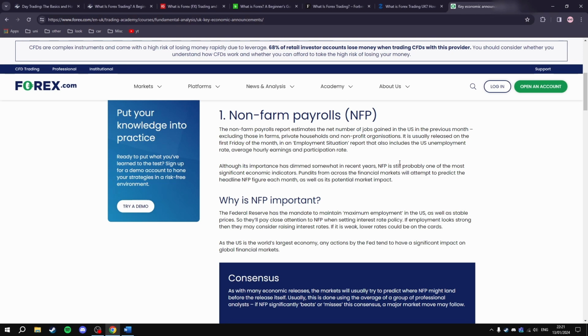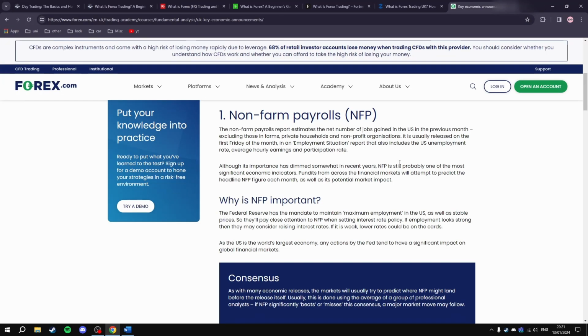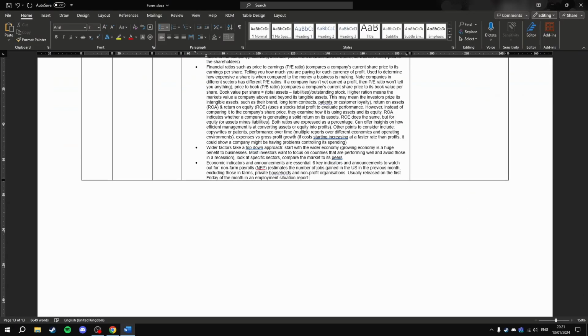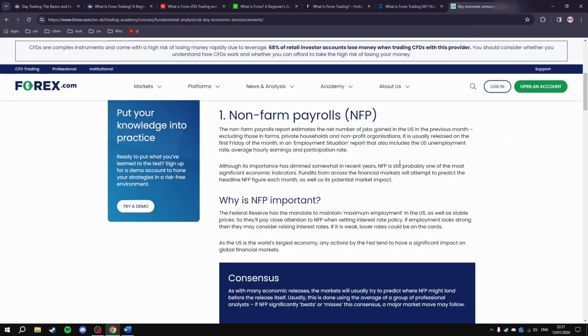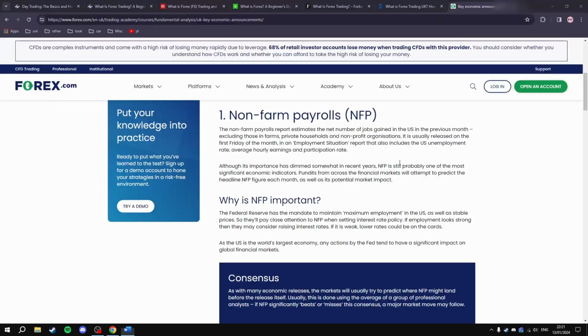In an employment situation report that also includes the US unemployment rate, average hourly earnings, and participation rate.